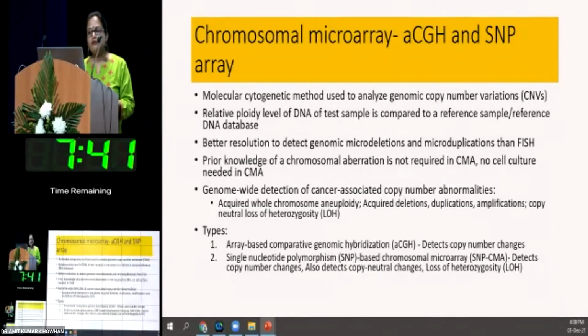The types of chromosomal microarrays that are available are CGH and SNP. SNP is advantageous over CGH because it can detect not only copy number changes, but also loss of heterozygosity. Also, CGH requires a comparative control, which is not needed in SNP.